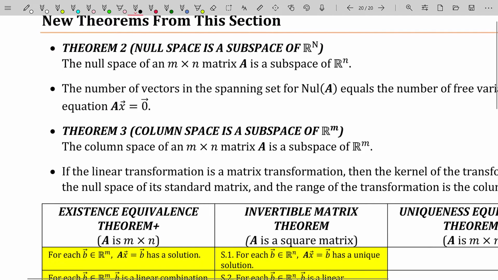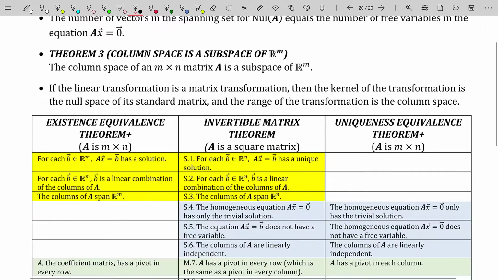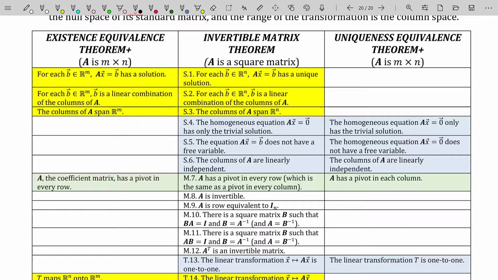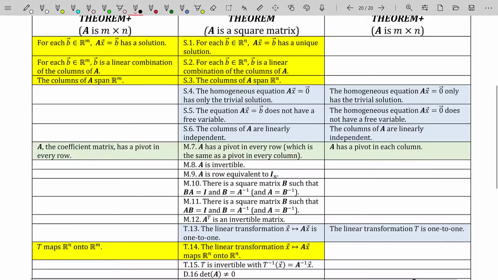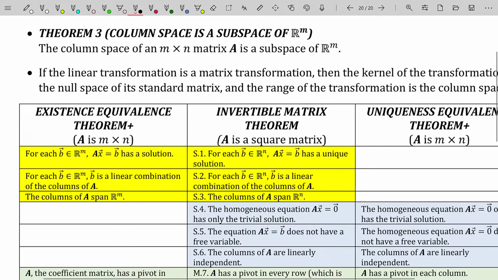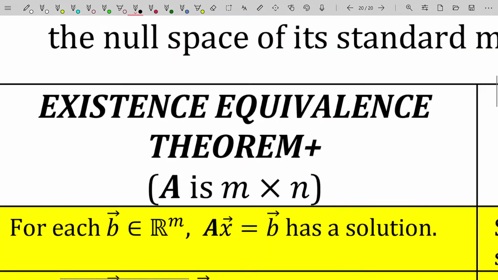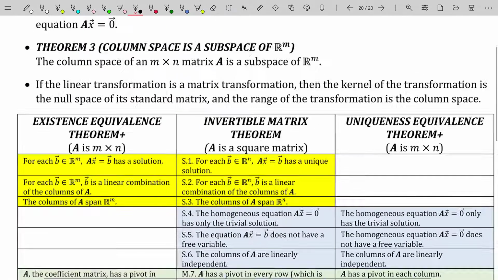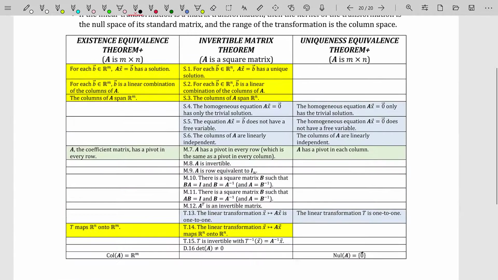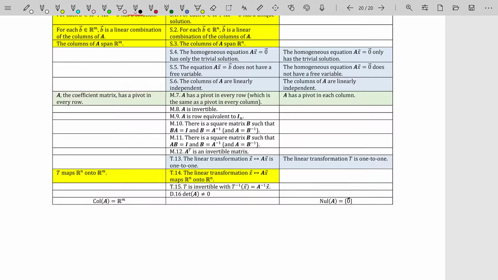Aside from the new theorems from this subsection that we're going through, I do want to mention something here. I've added to my existence equivalence theorem and my uniqueness equivalence theorem in this table here, because we've learned new material and it applies to those. So notice I've relabeled these as the existence equivalence theorem plus and the uniqueness equivalence theorem plus. And what I've added is one line at the very bottom.